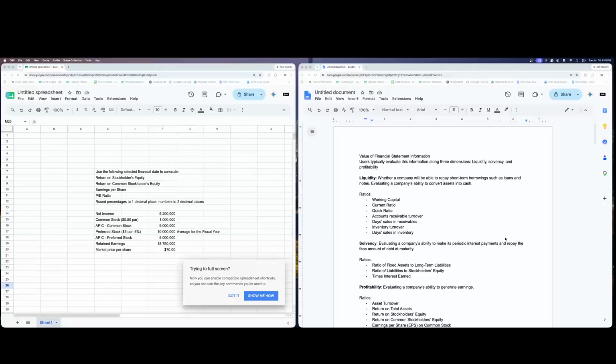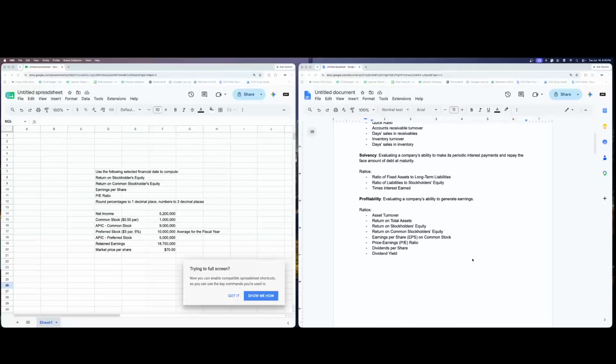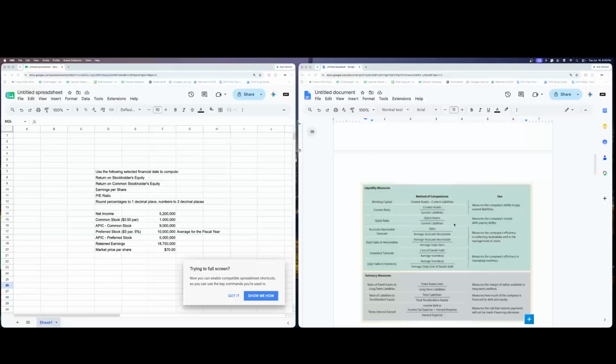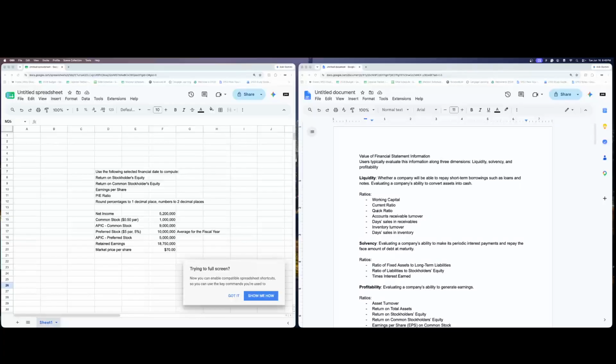For example, one of those ratios is the quick ratio. For that ratio, it's quick assets over current liabilities. It's a measure of the company's instant debt paying ability. Quick assets would be pretty much cash and accounts receivable, because things such as equipment and land aren't as easily liquid. Okay. And then you divide that by current liabilities, and that's how you find the quick ratio.